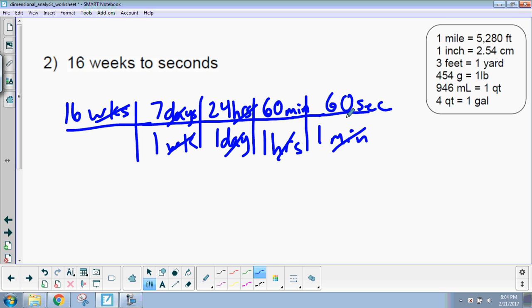When the minutes cancel, I'm going to plug all this in my calculator as I see it. All the ones under here are not going to change anything. So I can go straight to my answer by multiplying everything on top. 16 times 7 times 24 times 60 times 60. And I get this really big number. 9,676,800 seconds. That makes sense for 16 weeks.